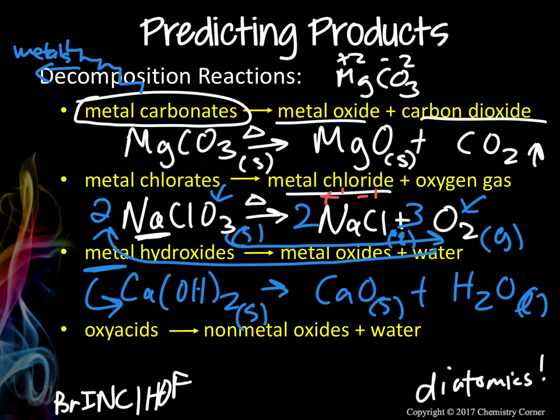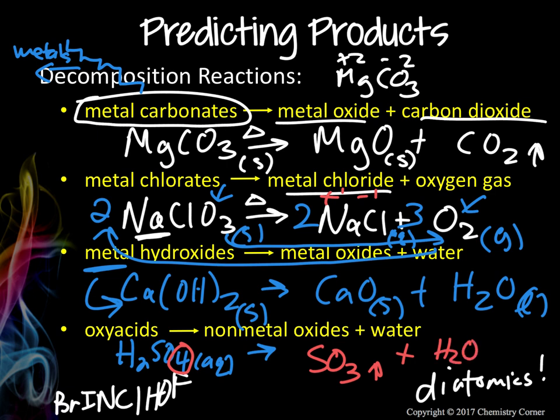And last but not least, an oxy acid. Remember, sulfuric acid is an oxy acid. All acids are aqueous. We're going to make a non-metal oxide. Remember what I told you earlier, right? Our oxygen has to add up to 4. So I would have to have SO3, that's going to be a gas, plus water. Check this out: 3 and 1 is 4. I had 4 over here, so 4 equals 3 plus 1. I'm good to go. Do I have to balance it? Nah, because I did that at the beginning.